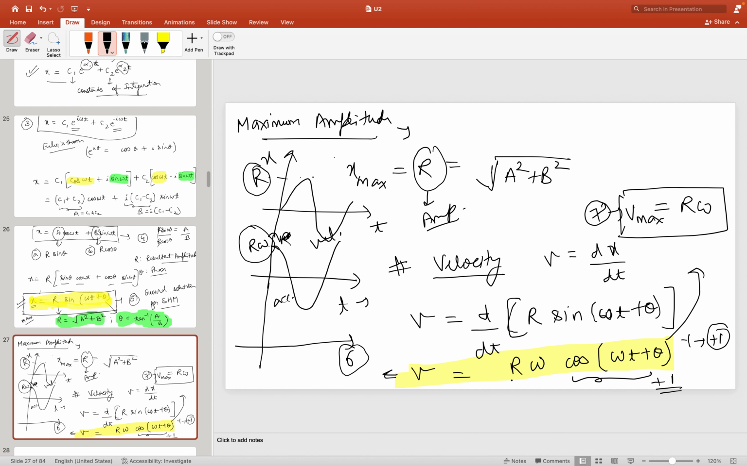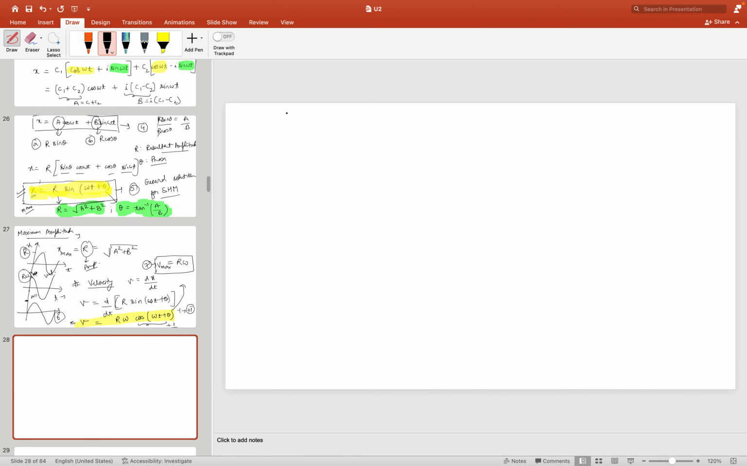We will differentiate this equation again to get the acceleration value, because acceleration is dv upon dt. Again your graph will be a sinusoidal curve. Getting my point? And it will have some amplitude which comes in the coefficient. Okay? So let us see the acceleration part now. Is it getting clear?